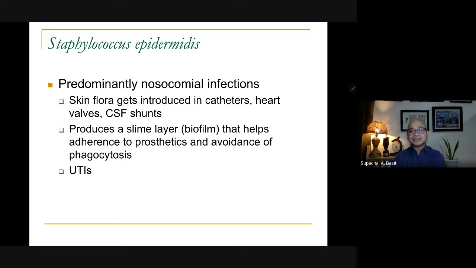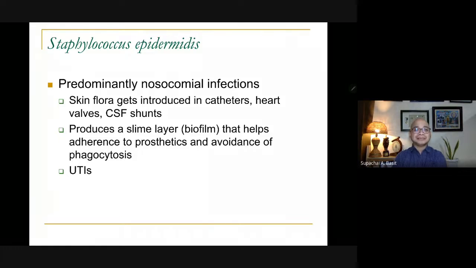Skin flora gets introduced in catheters, heart valves, and even CSF shunts. Eventually, they will produce a slime layer or biofilm. Again, we have discussed already biofilms and why they are formed. It will help adherence to prosthetics and avoidance of phagocytosis.